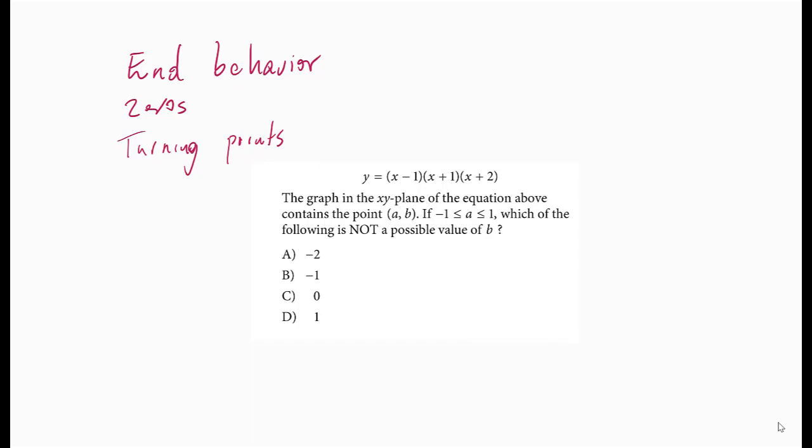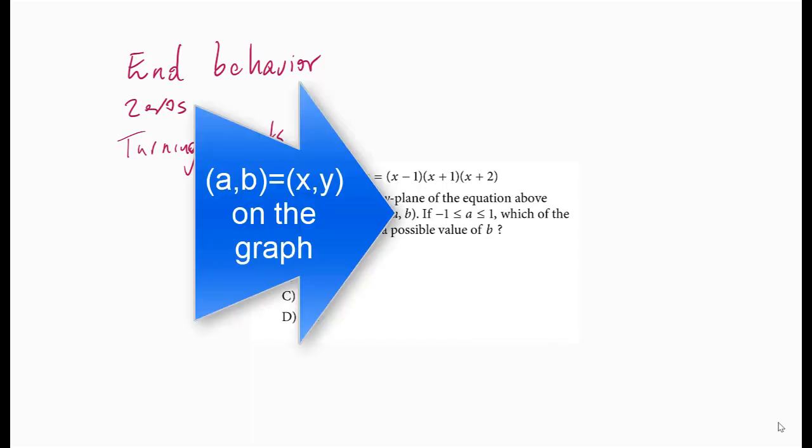Alright, let's jump into the following problem. The graph in the xy plane of the equation above contains a point (A, B). If A is between -1 and 1, which of the following is not a possible value of B? Now, three things that we need for this problem: we need the end behavior, we need the zeros, and we need the turning points.